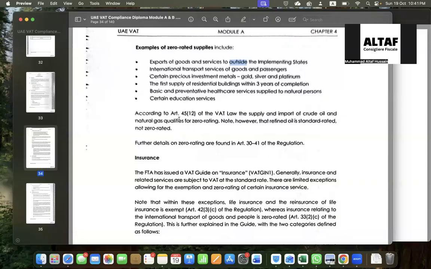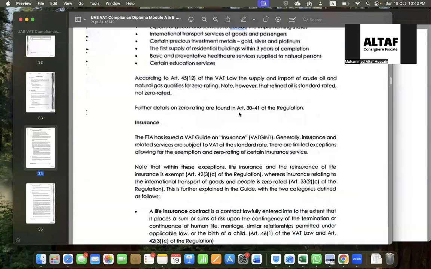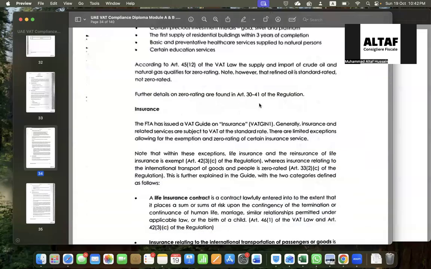According to Article 45 of the VAT law, the supply and import of crude oil and natural gas qualifies for zero rating. Note, however, that refined oil is standard rated and not zero rated. So there is crude oil and then there is refined oil. So supply and import of crude oil and natural gas, that is zero rated. But refined oil, it is not zero rated, it is standard rated. Further details on zero rating are found in Article 30 until 41 of the Executive Regulations for VAT.